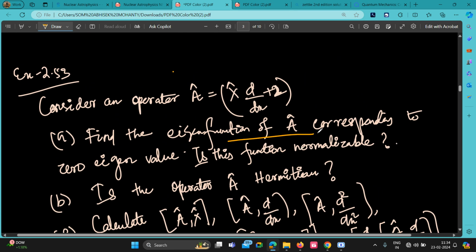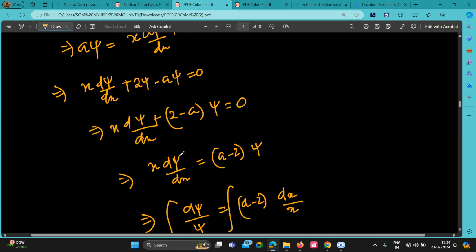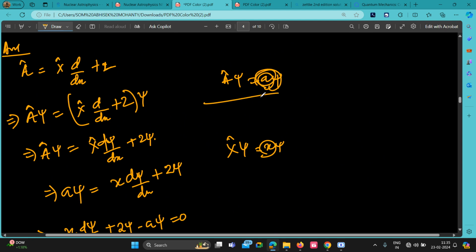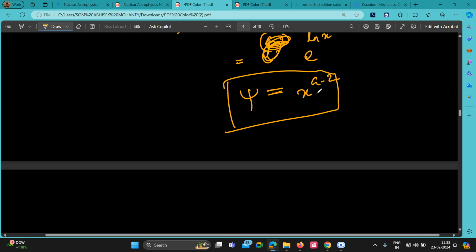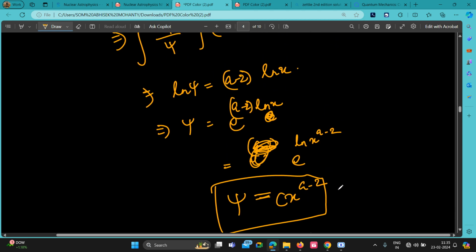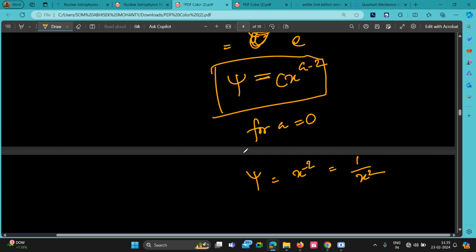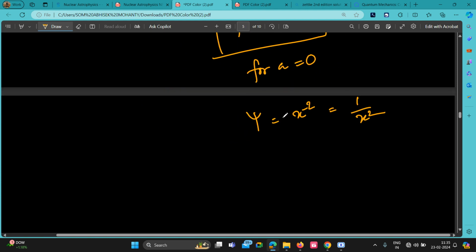The question: find the eigenfunction of A corresponding to zero eigenvalue. Zero eigenvalue means that the eigenvalue we have taken, A psi equal to a psi, gives a equal to zero. So for a equal to zero, the eigenfunction is psi equal to x to the power minus 2. Let me put a normalization constant c here, which is very necessary, so c by x squared. c is an integration constant.